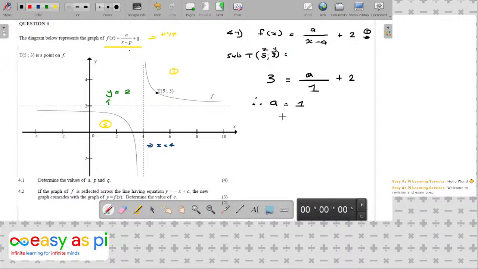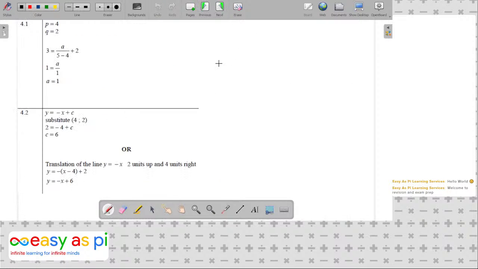From the earlier part, we know that p is equal to 4, and my q-value was 2. And so this gives me the parameters of this hyperbola fully. You can see p is equal to 4, q is equal to 2. I substitute in, and I get a is equal to 1.